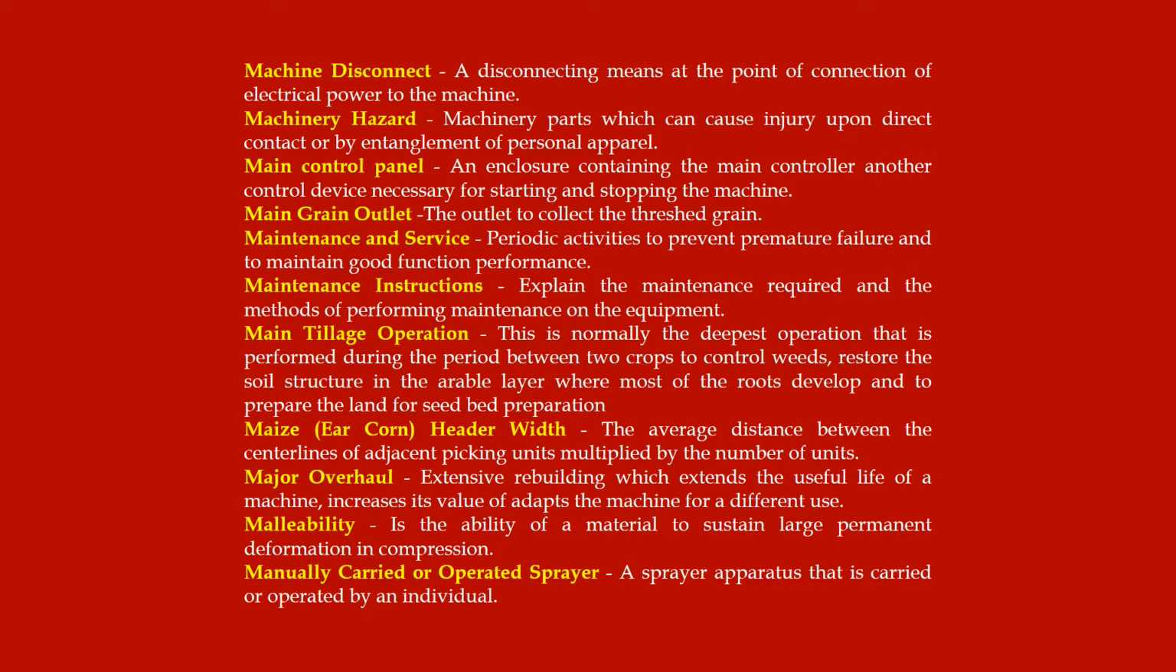Major overhaul: extensive rebuilding which extends the useful life of a machine, increases its value, or adapts the machine for a different use. Malleability: the ability of a material to sustain large permanent deformation in compression. Manually carried or operated sprayer: a sprayer apparatus that is carried or operated by an individual.